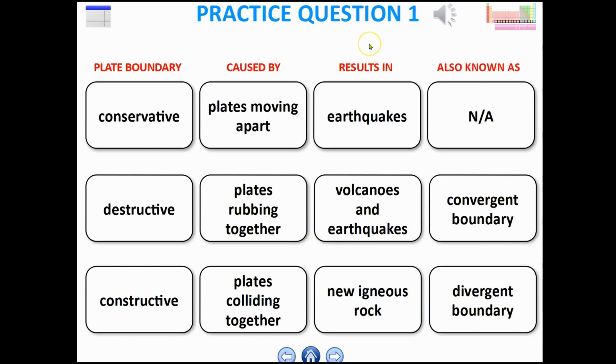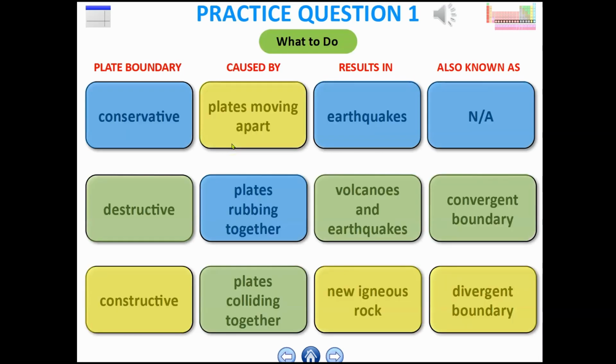So have a look at this exercise to try and get you to think about what type of plate boundary, what it is caused by, what it results in, and what it is also known as if it has an alternative name. So either recreate this table and then put them in the correct places, or just put a particular 1, 2, 3, 4 for the different things.